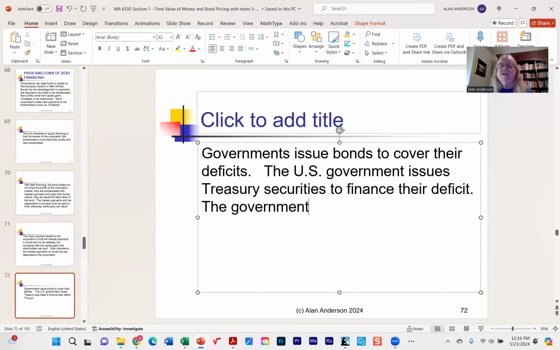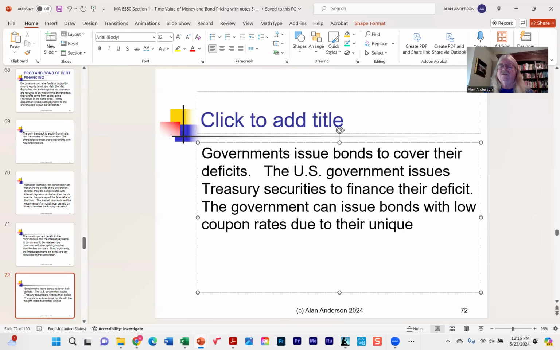Now, this is a little bit different because the interest payments on these are quite low. Government can issue bonds with low coupon rates due to their unique credit situation. In other words, it's a government. A corporation can go out of business. A government can't go out of business.